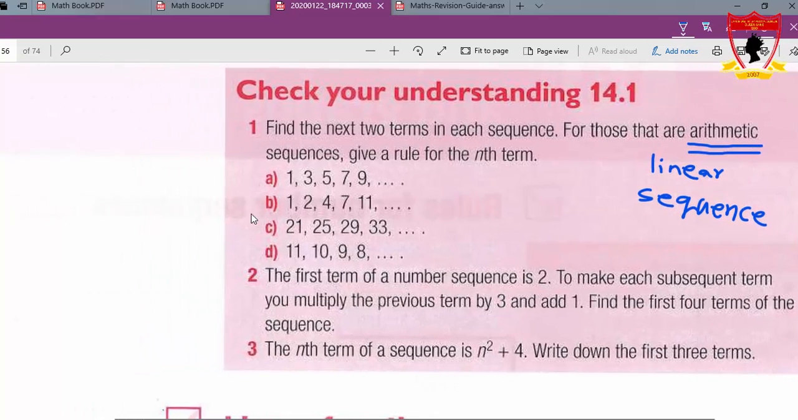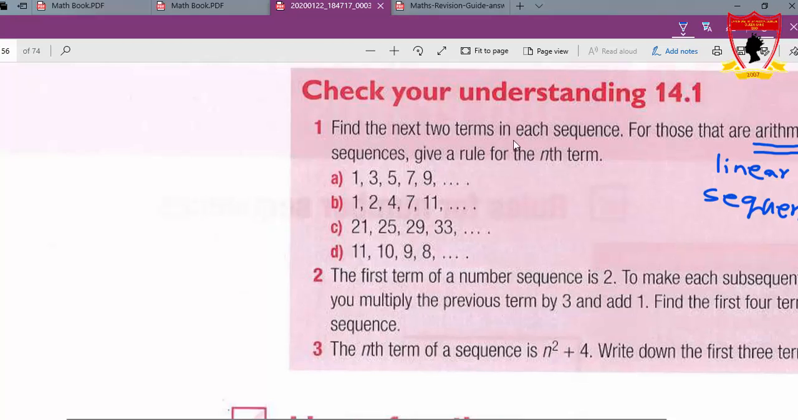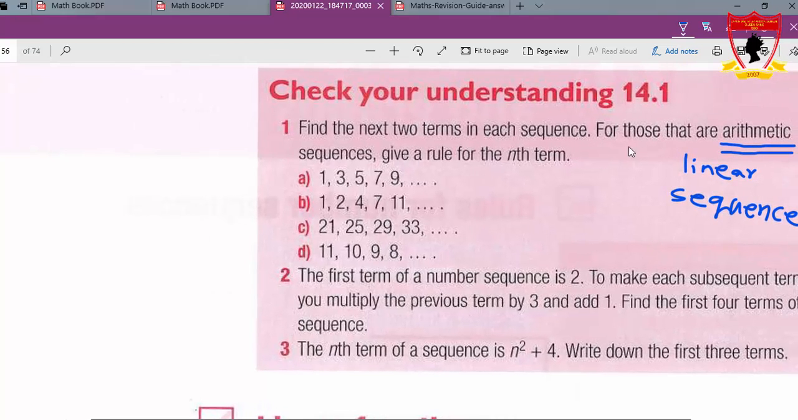Okay, now question 1a. The question says find the next two terms in each sequence. Then for the sequences that are arithmetic, linear, give a rule for the nth term. Let's find the next two terms in each sequence. Here it's each time plus 2, plus 2, plus 2, plus 2. So 9 plus 2 is 11, and 11 plus 2 is 13. Done.